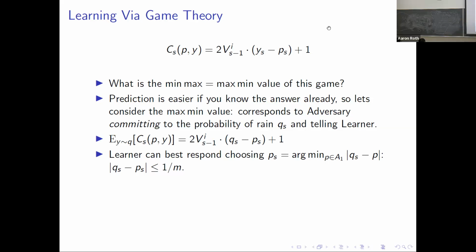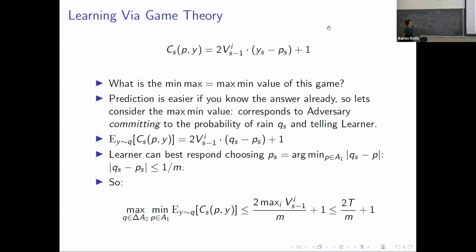But what I can do is I can choose the prediction in my action space that is closest to the probability it's going to rain. And since my action space corresponds to every prediction between 0 and 1 up to this discretization of 1 over m, I always have a prediction that is within 1 over m of the true probability it's going to rain. And so the max-min value of the game, meaning if the adversary goes first and picks a probability that's going to rain, I get to look at that probability and I get to best respond.